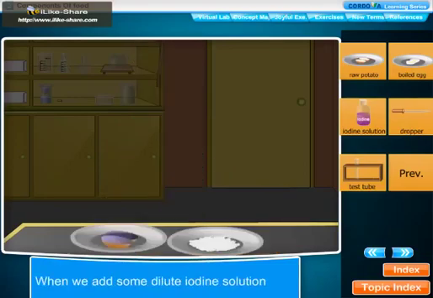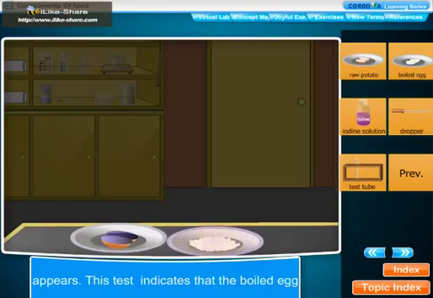Observation: when we add some dilute iodine solution to the cut raw potato, a blue-black color appears where the iodine drops fall. This shows that the potato contains starch. But when the dilute iodine solution is added in a test tube that contains the mashed boiled egg white portion, no blue-black color appears. This test indicates that the boiled egg white portion does not contain starch.